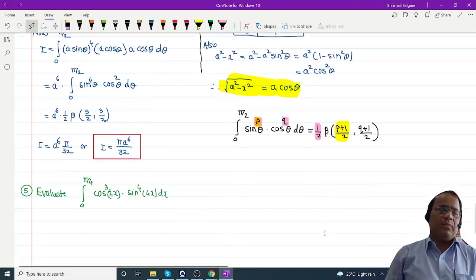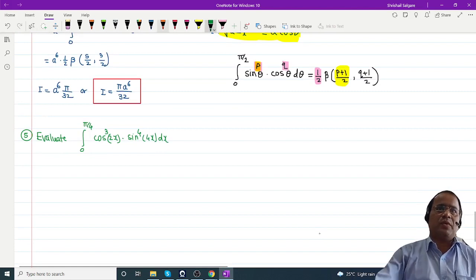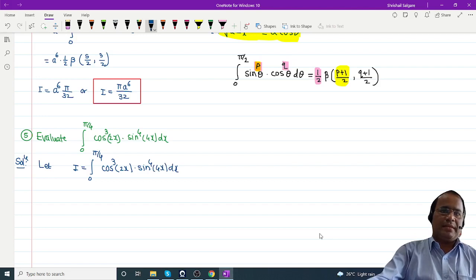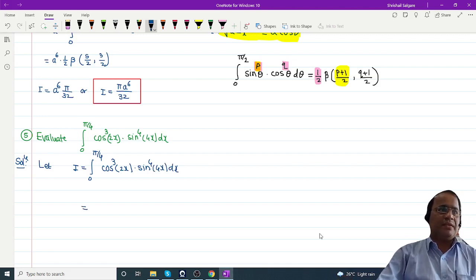Now one by one, others also tell me the steps. Suppose first I will call this integral I. So let I is equal to the integral from 0 to pi by 4 of cos cube 2x into sine raised to 4 of 4x dx. What is the first step, others?